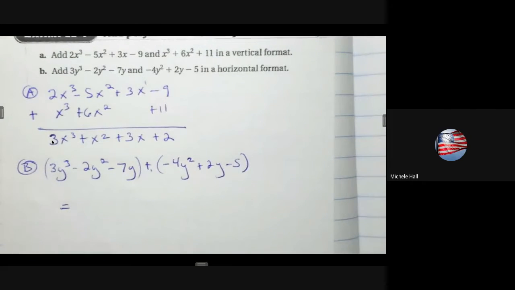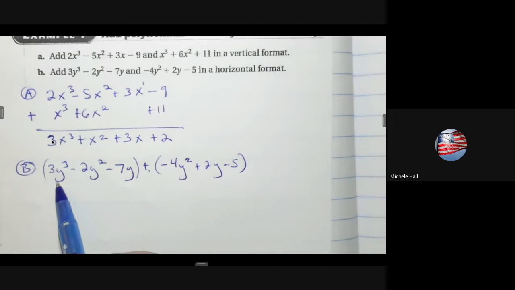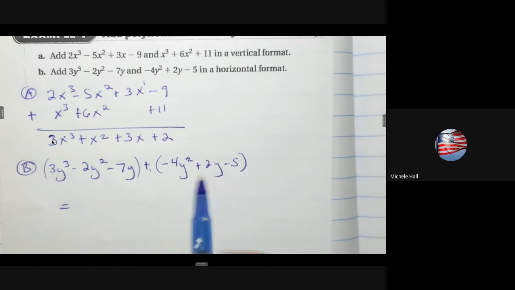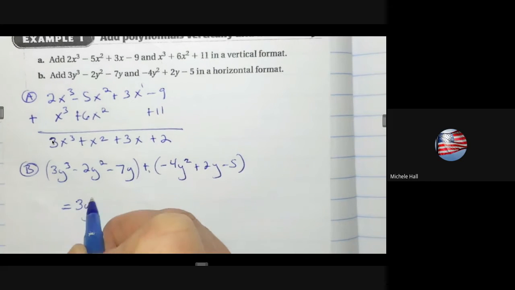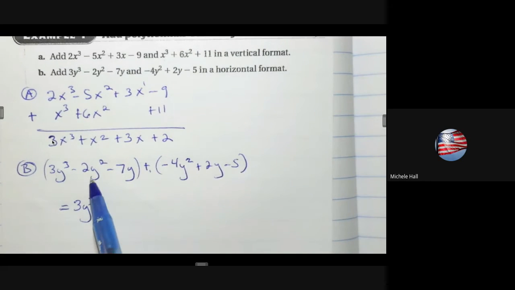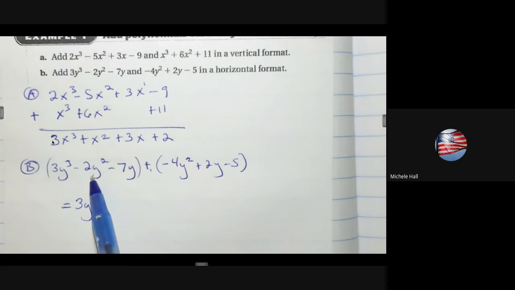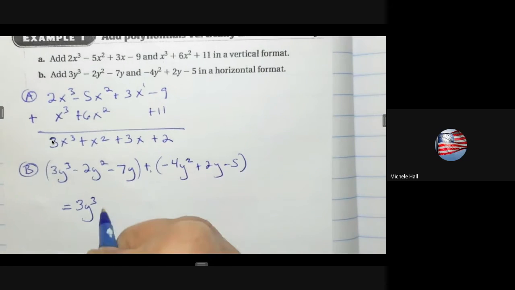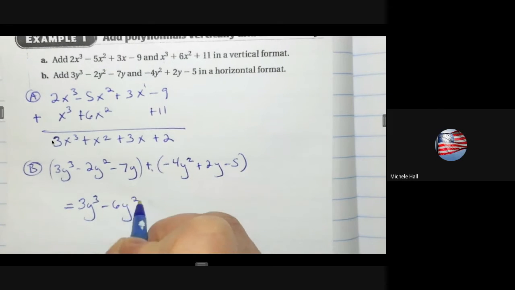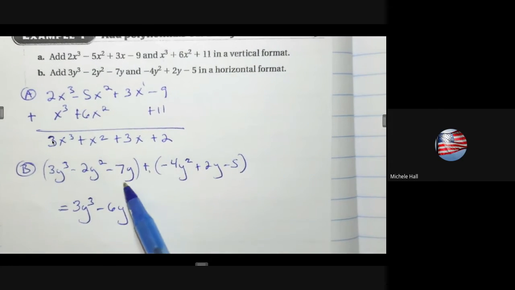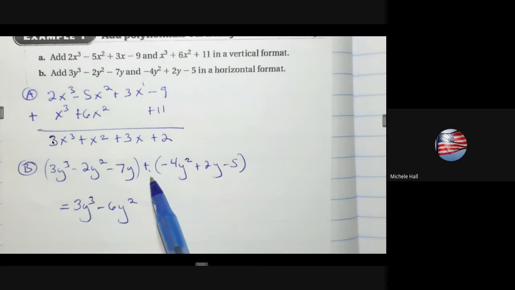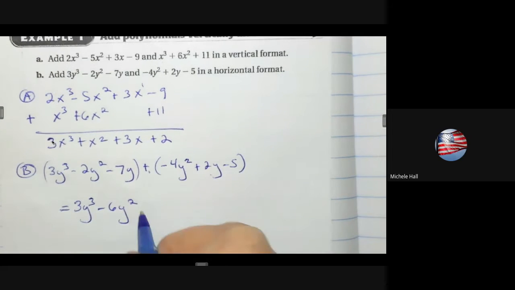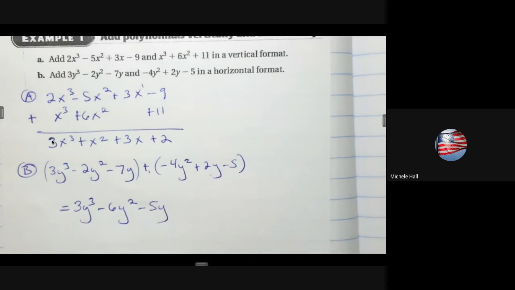We only need to worry about this sign in between the functions when it's a negative. So I'm just looking to combine like terms. I have 3y cubed plus, there is no other y cubed over here, so it's going to be just 3y cubed. Next would be the y squared, so I have negative 2y squared and negative 4y squared. Negative 2, negative 4 is negative 6y squared. Next would be my y terms. I have a negative 7y plus a positive 2y. So negative 7 plus 2 is negative 5y.